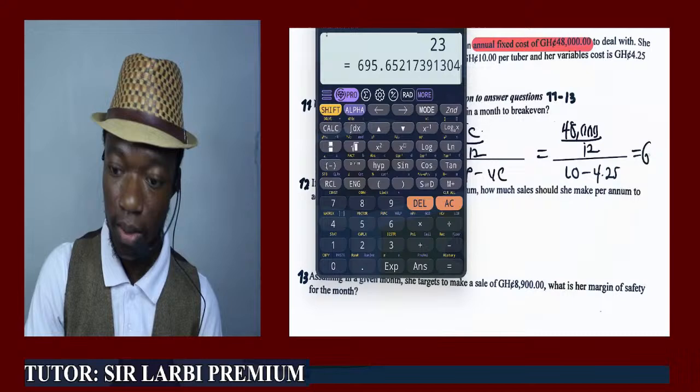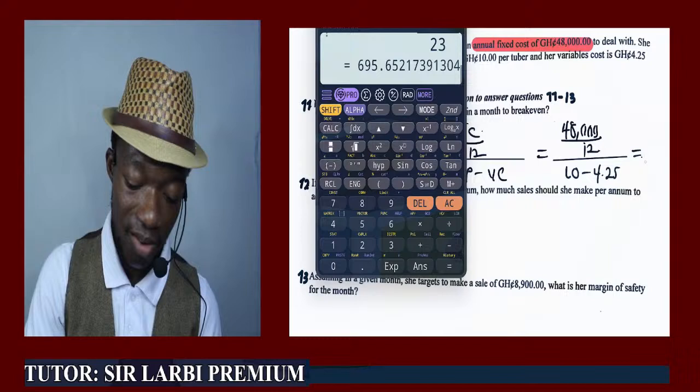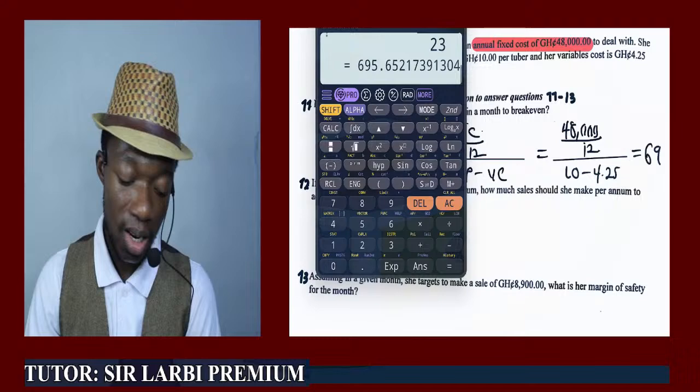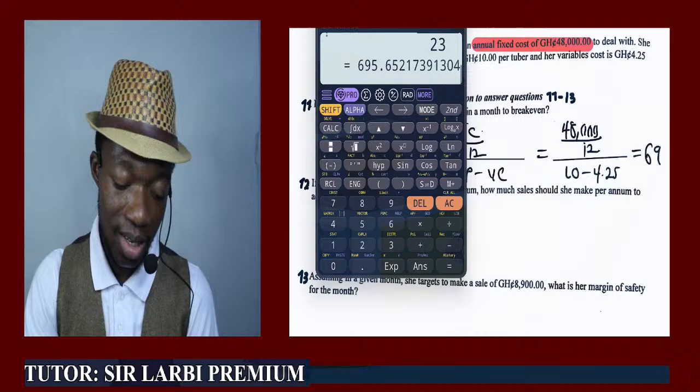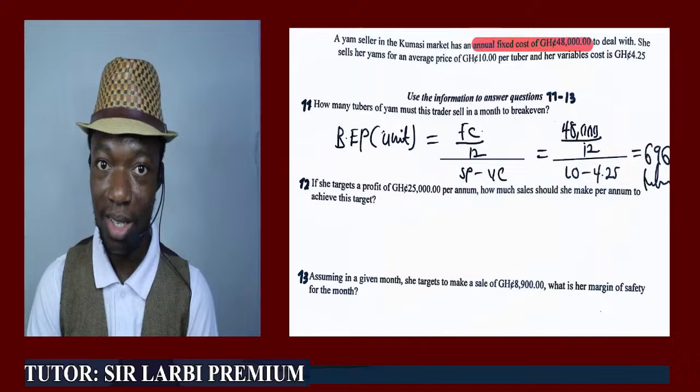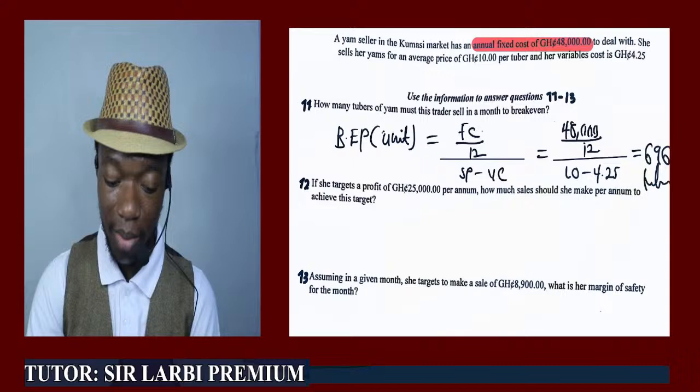You are getting 695.6. But you realize that a tuber of yam cannot have half of it. It's supposed to be a full yam. So you realize that after the decimal point, we have 6, which is greater than 0.5. So we can round it to the nearest whole. So that becomes 696 tubers of yam. So that will give us the answer. Then you are good to go. It was an objective, so I cleaned the objective part so that you can work it to see that you are actually true with that. So that is how you get it monthly. So you divide it by 12 and you are good to go.